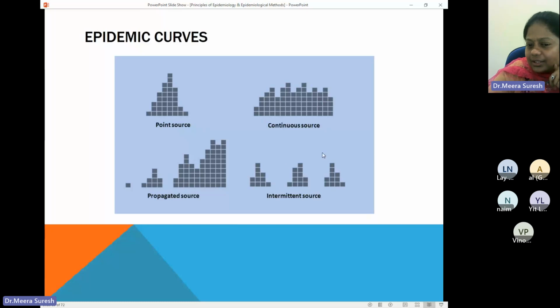And intermittent source, we are not discussing anyway, but you understand there is a phase, then there are no cases, then there is a phase, then there are no cases. That is intermittent source.